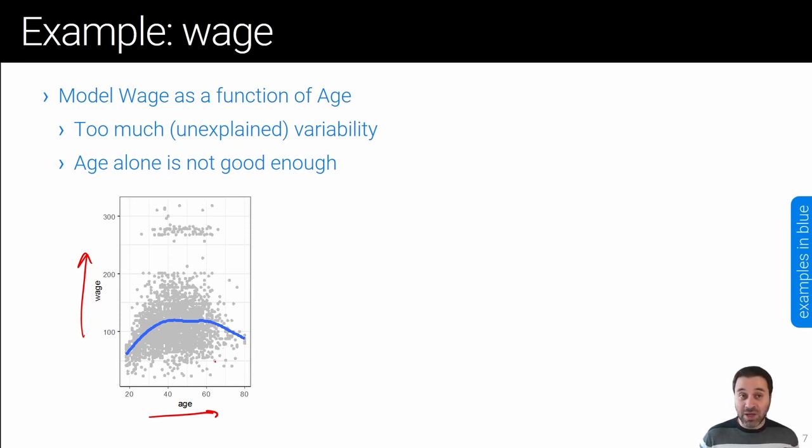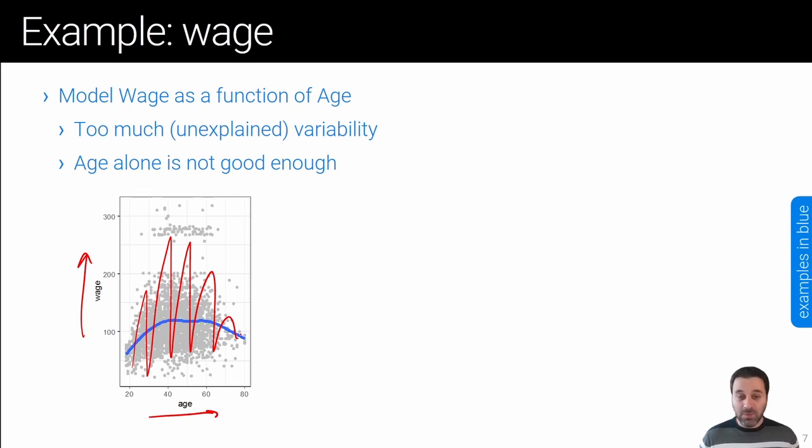So even if we try and fit a good model, let's say this blue line over here tries to model the relationship between wage and age, we see that there is still a lot of variability. There is a lot of error in those models. And so there's too much unexplained variability in the response, in the wage, even after trying to model it using the age. So age alone is not going to be enough to have a good model of the wage.